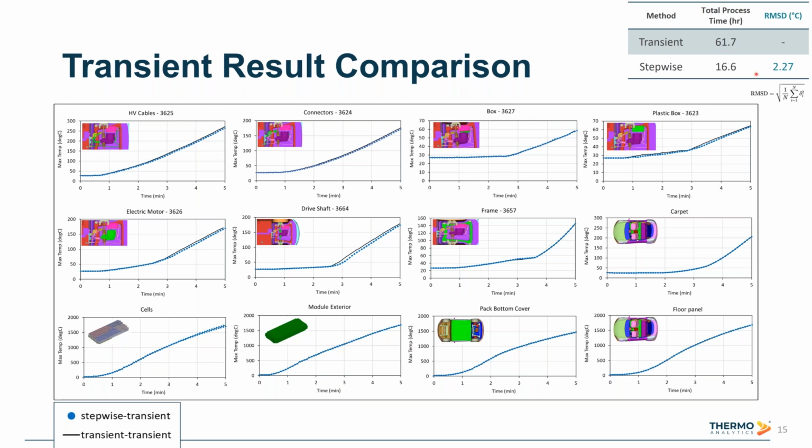So overall, the RMSD, root mean square deviation, was just over 2 degrees, which is very good, especially at these elevated temperatures. So based on this benchmark, we can conclude that the stepwise transient coupling resulted in over 3 times speed up and did demonstrate the ability to retain accuracy to a sufficient degree.